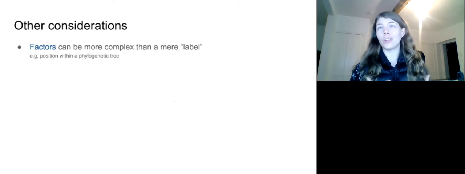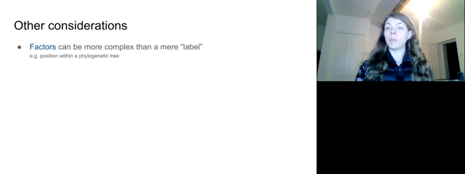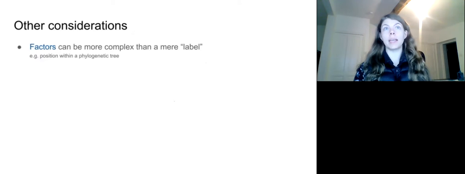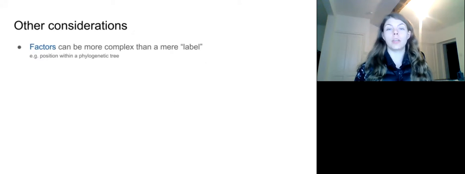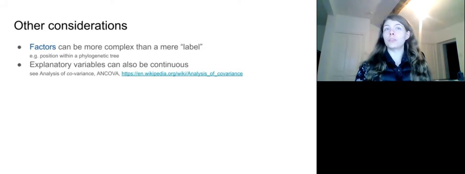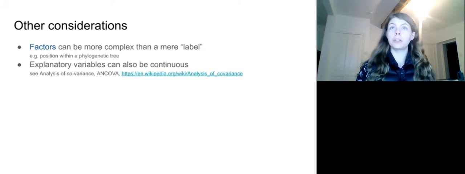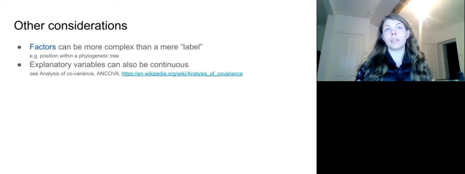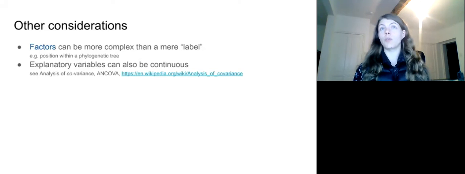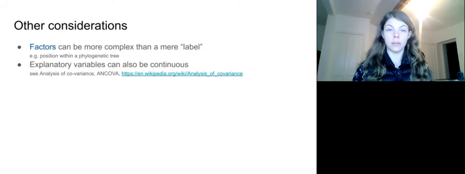One is that factors can be more complex than a simple label. One that those of you who are in the bioinformatics field might come across frequently is something like position within a phylogenetic tree. Furthermore, our experimental variables do not necessarily need to be factors in every case. We can also include continuous variables as explanatory variables in a type of model known as an analysis of covariance model, or ANCOVA. And for more details on this, have a look at the link in the slide.